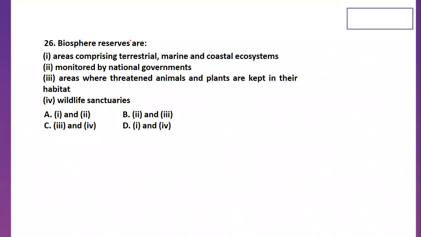They are the areas comprising terrestrial, marine, and coastal ecosystems. They are monitored by national governments. They are areas where threatened animals and plants are kept in their habitat and wildlife sanctuaries. They have given you 4 options with a code. You have to understand what biosphere reserves are and select the right option from the list. The right option will be option number 1, that is, areas comprising terrestrial, marine, and coastal ecosystems, which are monitored by national governments.